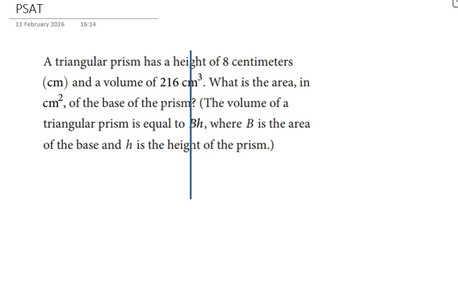Hello everyone. Today we are solving a geometry question involving the volume of a triangular prism. Now let me first read the question carefully.